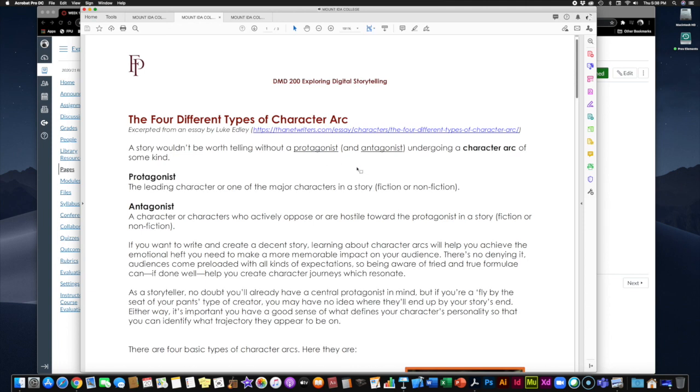So that's sort of your basic two main characters. Now, of course, stories have many more than two characters, but there can be groups of people or multiple people who fall into either of these categories. So undergoing a character arc is sort of broken down into a bunch of different ways.